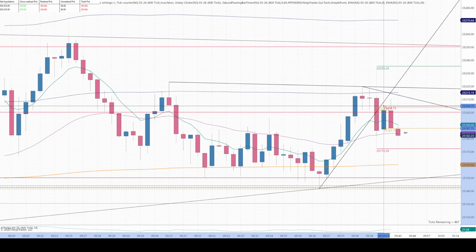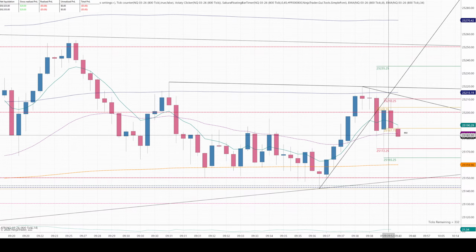Another bearish signal here, in the middle of this bullish signal. Don't like mixed signals.